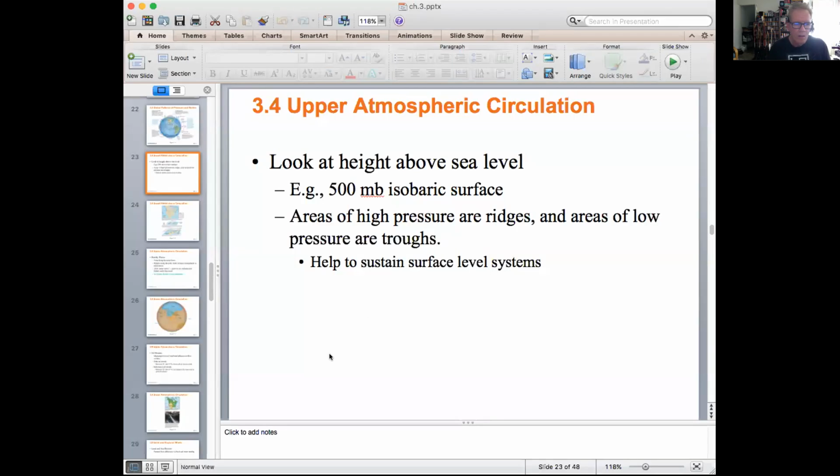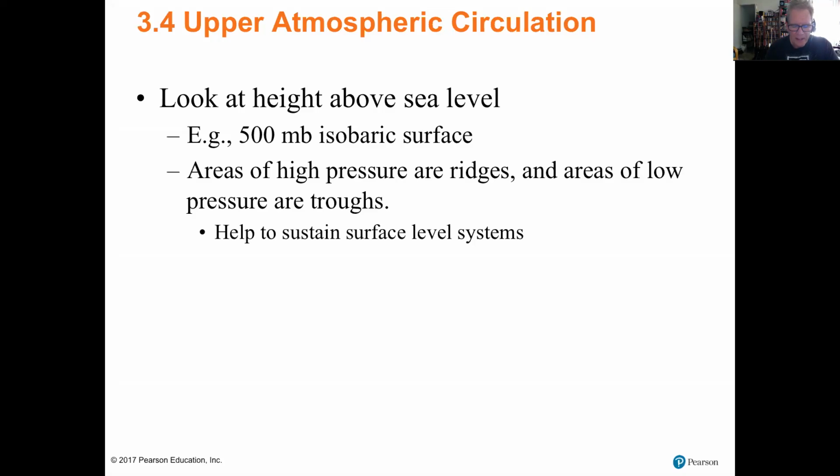Okay, so what we want to do is look very quickly at upper atmospheric winds. Now, these are winds in the upper atmosphere that are usually above the 500 millibar isobaric surface. Because remember, as we go up, well, I'll explain that in a second.